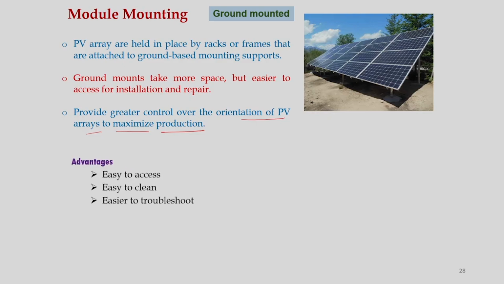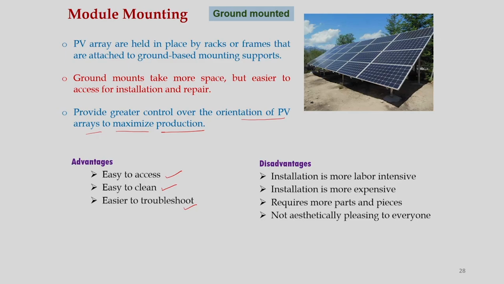Now, the advantages are primarily easy to access, easy to clean, and easier to troubleshoot, because dust accumulation will be there. So, every time you have to clean it. That is why it is very, very important to make an arrangement to clean, so that people can move around and clean it in order to maximize the conversion efficiency. For roof mounted, it is sometimes difficult to clean it.